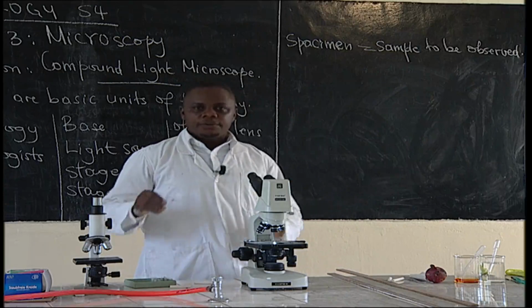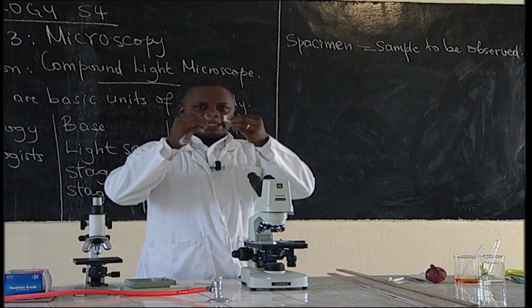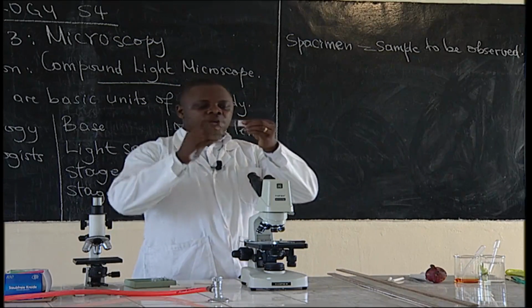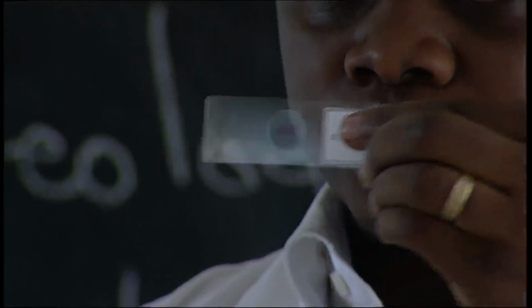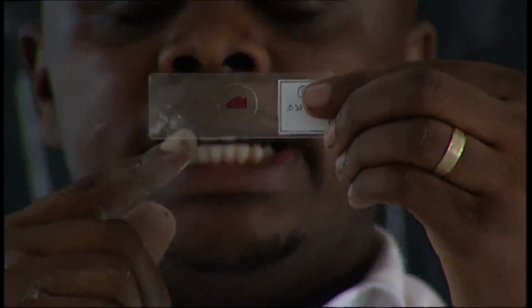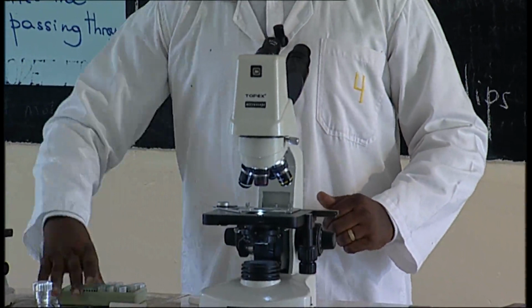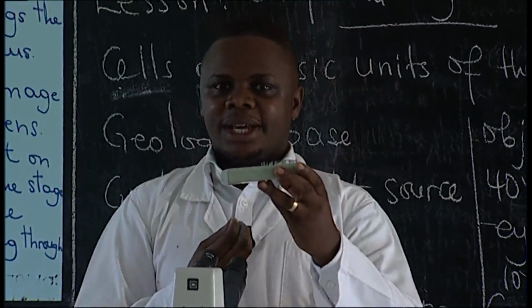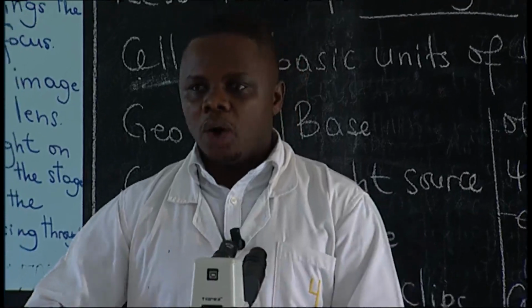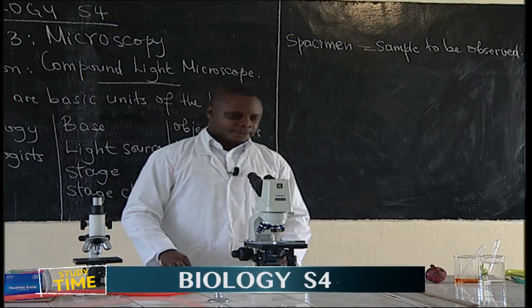Then we also have the muscle cell. This one is another prepared slide, which we can observe using the microscope. We can observe this cell using the microscope. Then from there, these are prepared specimens. We can also prepare our own specimen and then observe it.